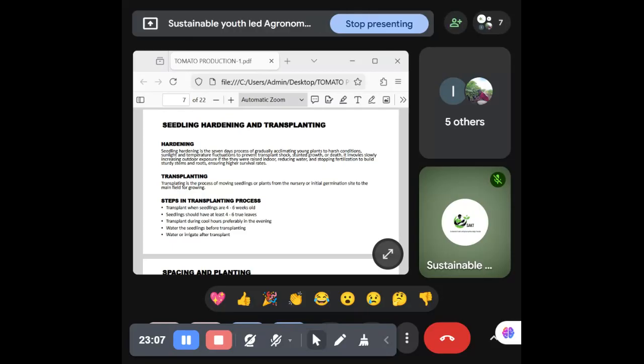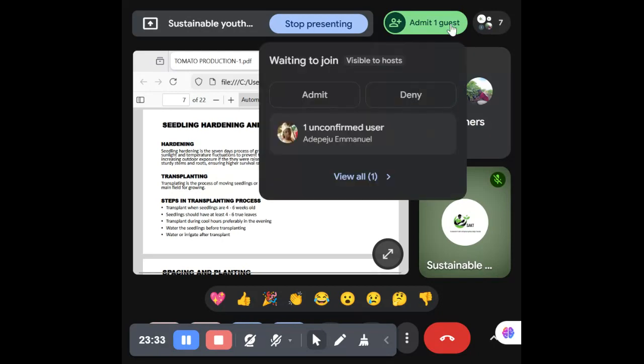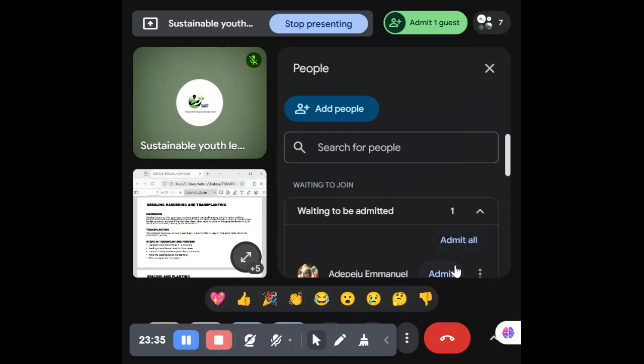Then seedlings should have at least 4 to 6 true leaves. Very importantly, that is a sign that the seedlings are ready for transplant. Not just the first set of leaves, which are false leaves. The seedling should have true leaves. Then transplant during cool hours, preferably in the evening. Like I do tell farmers, there's a science behind the evening transplant.